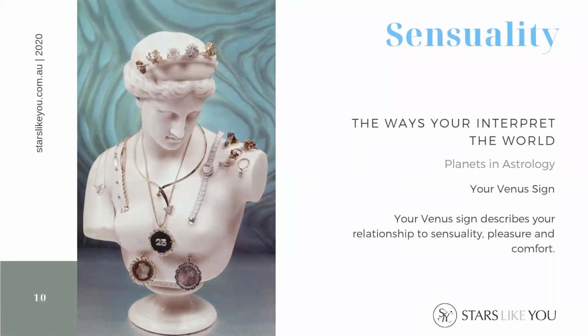So let's talk first of all about sensuality. What do we mean by that? Because your Venus sign is said to describe your relationship to sensuality, pleasure, and comfort. So Venus's sign will describe the kinds of things that you draw pleasure from, the kinds of things that feel pleasurable or comfortable for you. So it has a lot to do with what we relate to in terms of our physical senses. The sensuality aspect is all about the physical body.